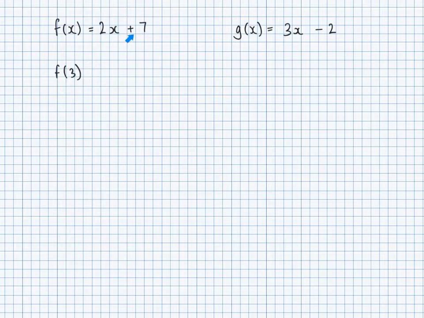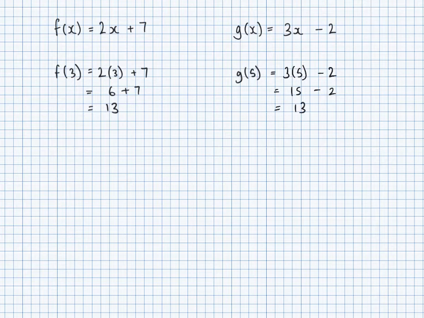Now for this part, we would also replace the x with a 3. So this would look like 2 times 3, add 7. I can now calculate this. This is going to be 6 add 7, which is 13. Suppose we wanted to find what the result of g of 5 is. So here I've replaced the x with a 5, therefore I replaced this x with a 5, so my input was 5, and let's see what output we get. So 3 times 5, take away 2, this gives us 15 take away 2, which is 13.